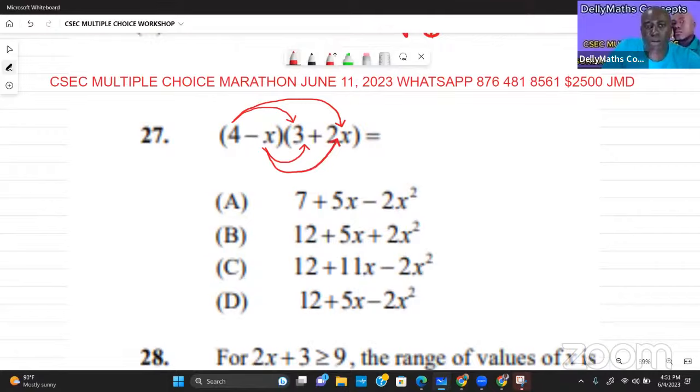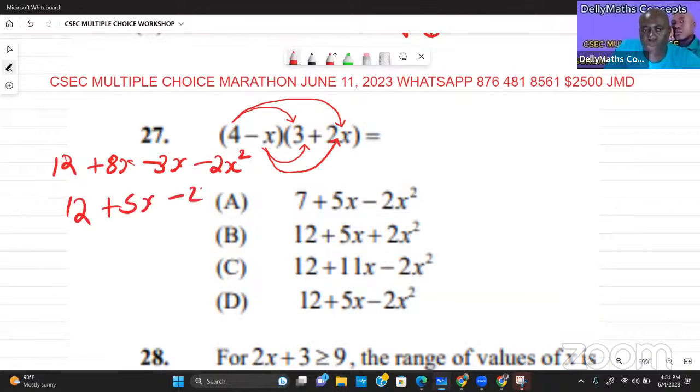So first one, 4 times 3, that's 12, right? And then 4 times 2x, that's going to give you 8x. Then negative x times 3 is minus 3x. And then negative x times 2x is minus 2x squared. So it's going to be a 12, a positive 5x, and a minus 2x squared. You're looking for that. All right, so the answer is D.